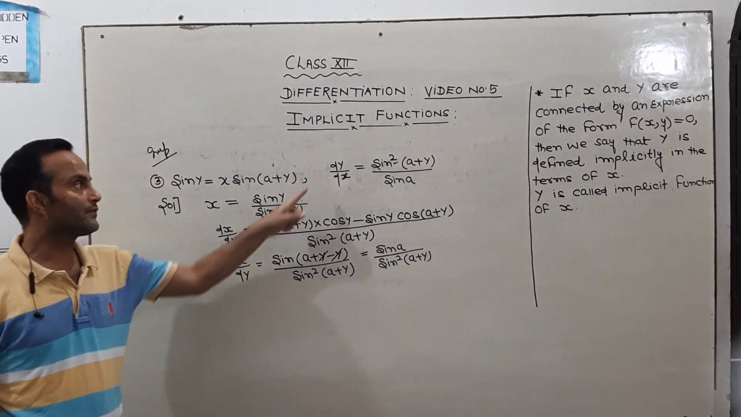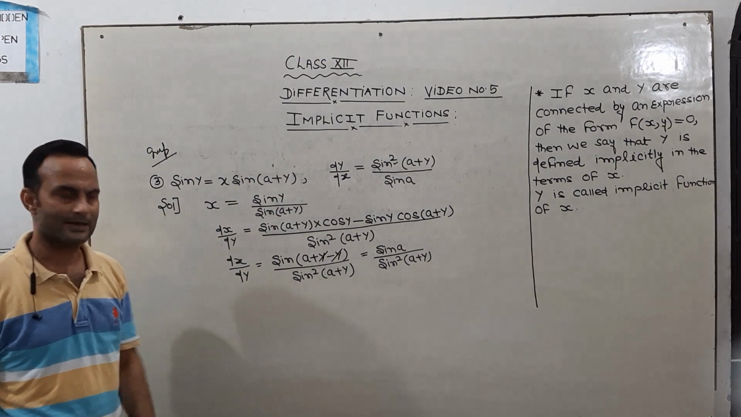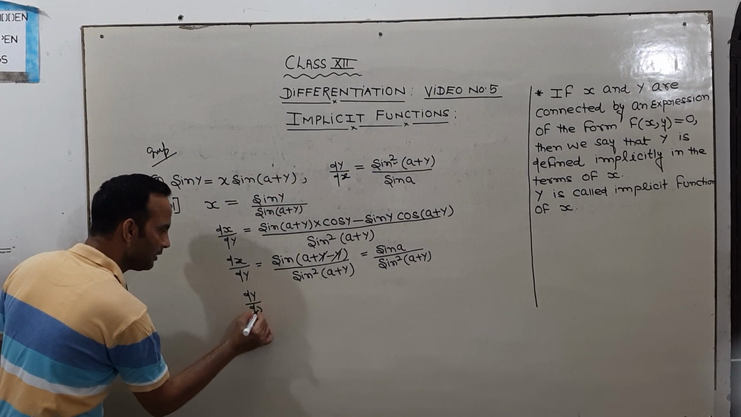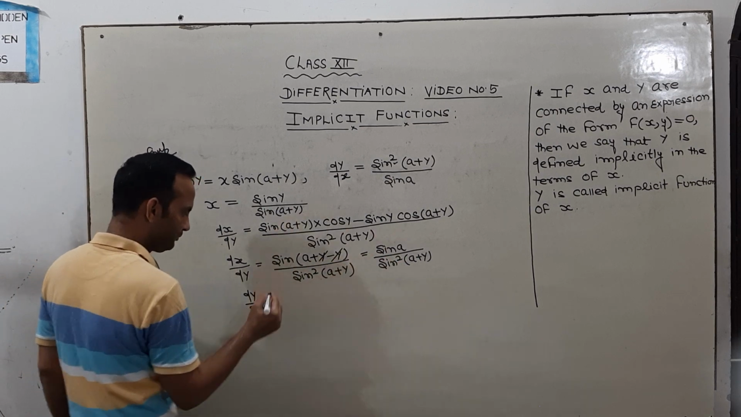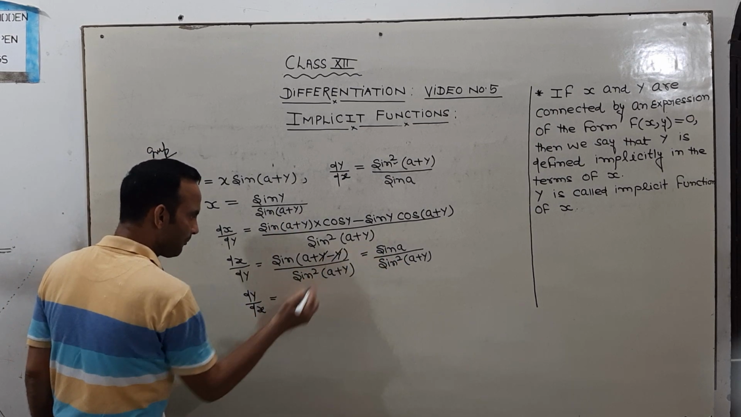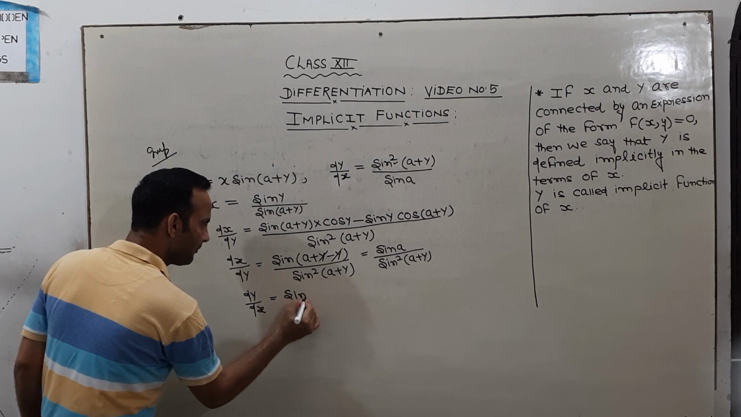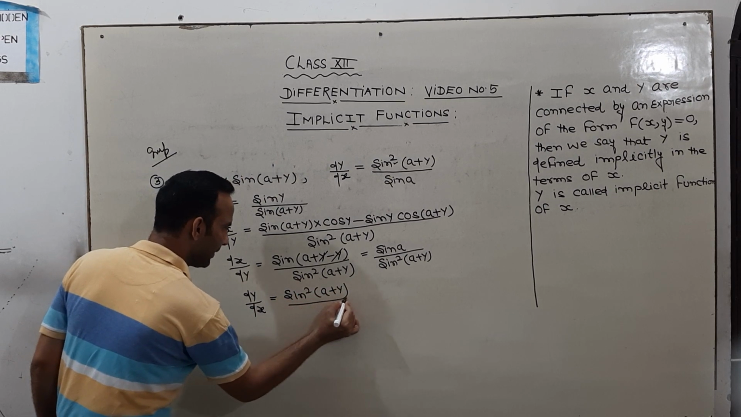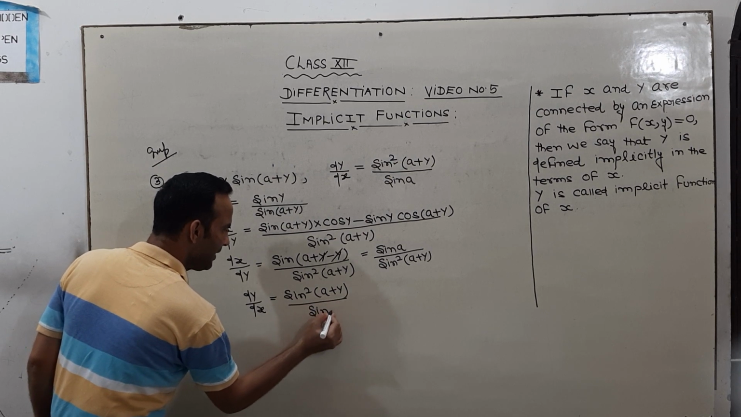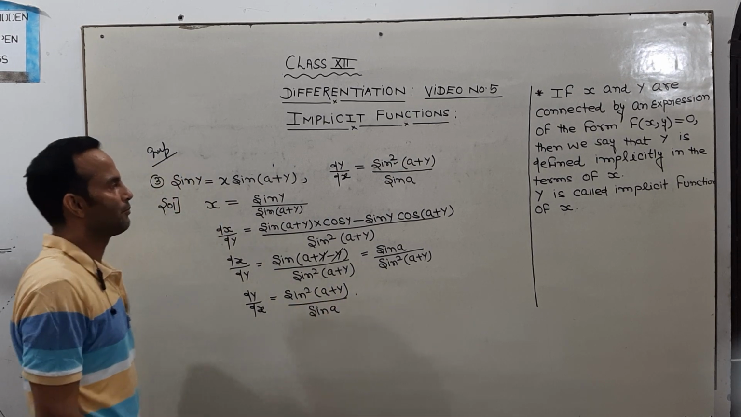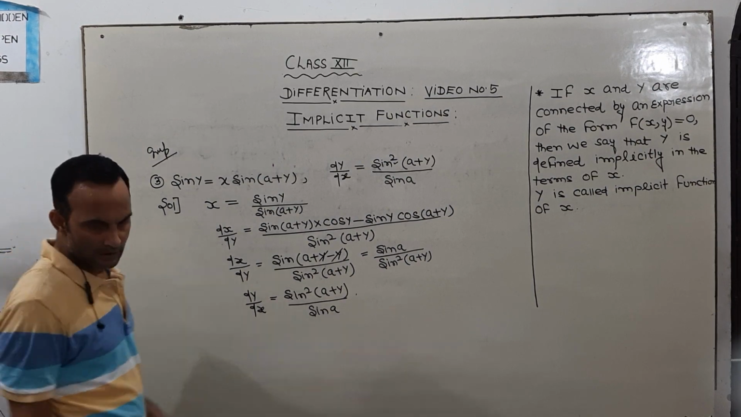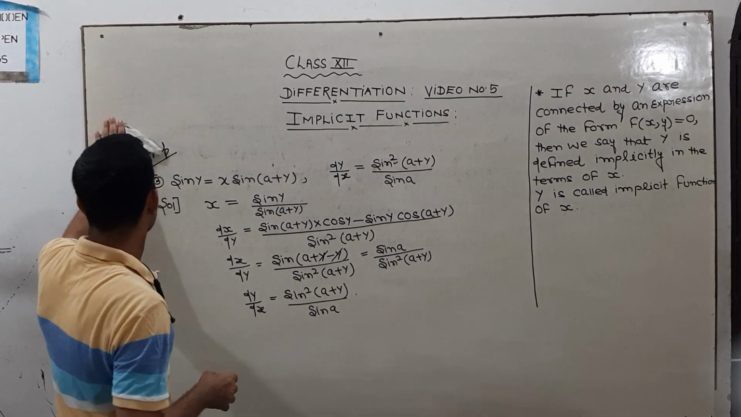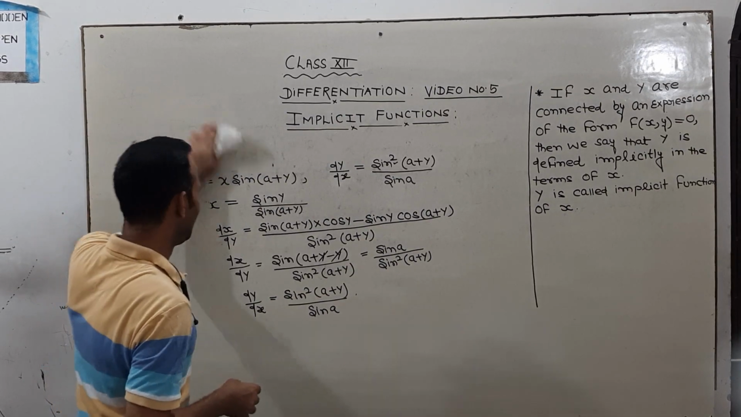But my dear students, we have to find out the value of dy over dx. Now what is dy over dx? Reciprocal. Find the reciprocal. Sin square of a plus y upon sin A. This question is very important, my dear students, for the examination point of view. Now, to explain more, take one more example.